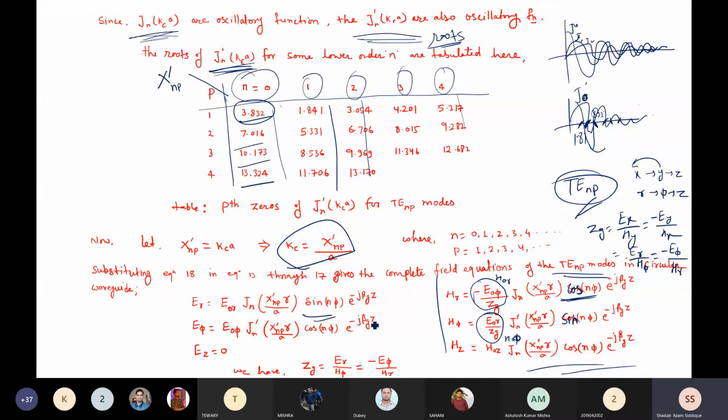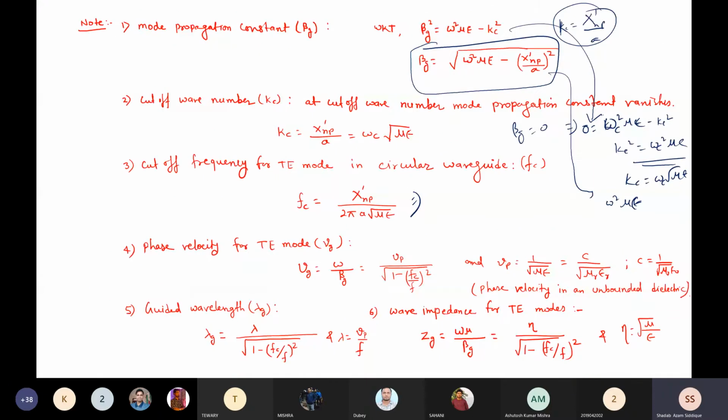So from this analysis we got all the field solutions, and these can be represented in terms of H naught. This can also be represented in terms of Zg, because Zg can be represented as Er by Hphi, and that can also be written as minus Ephi by Hr. I told you that for x, y, z, going from x to y is positive, so Ex upon Hy will be positive, and Ey upon Hx will have a minus sign. Similarly for r and phi, going from r to phi, Er upon Hphi will have a positive sign, and Ephi upon Hr will have a negative sign. So that is Zg, which is written here.